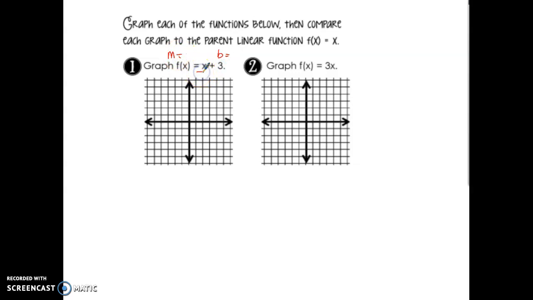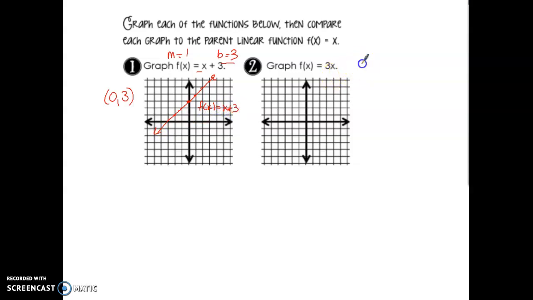In this case, there's nothing written, so m has to be 1 because there is one x, and your b is 3. So you would start your graph at the b, the y-intercept: when x is 0, y is 3. That's where you're always going to start graphing your line. Then you use your slope, up 1 over 1, to find the other points. If you're going to the left, you go down 1 and back 1 because this is a positive slope of 1. So there is f of x equaling x plus 3.